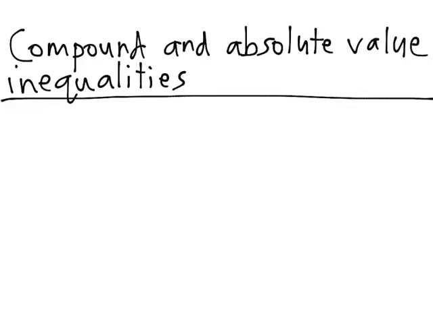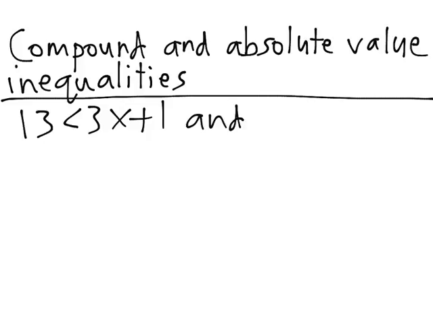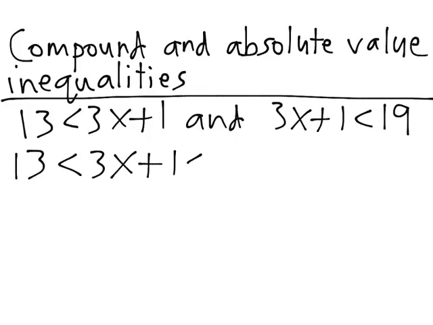I'm going to be talking about how to solve compound and absolute value inequalities. A compound inequality is an inequality joined together with another inequality, such as 13 is less than 3x plus 1 and 3x plus 1 is less than 19. In fact, we can write this as 13 less than 3x plus 1 less than 19. To solve an inequality like this, we first must solve the two inequalities that it's composed of.